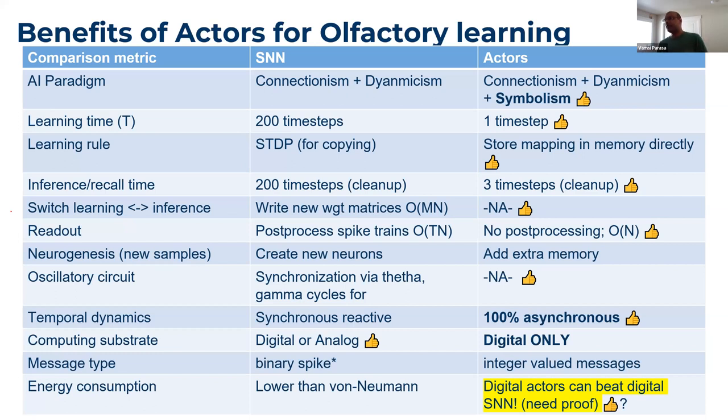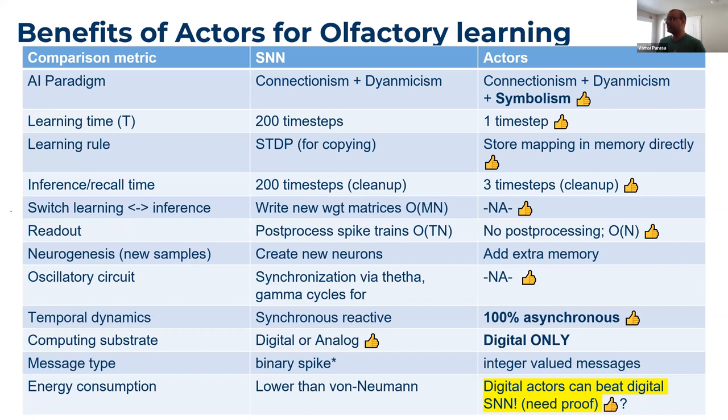And so the spiking neural network needs 200 time steps, but actors only needs 1 time step. And the learning rule in spiking neural networks is spike timing dependent plasticity, whereas in actors you don't need any spike timing based learning rule, because we're completely eliminating all spike time based codes. So when you don't have any spike time based codes, you don't need any spike time based learning. So you just directly store the mapping, but you use high level data structures like a hash map.